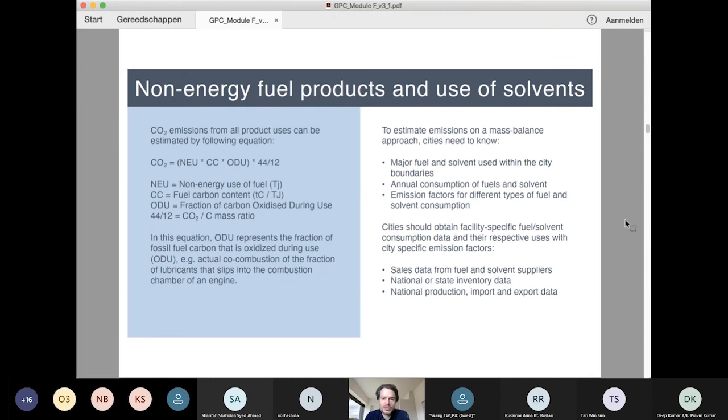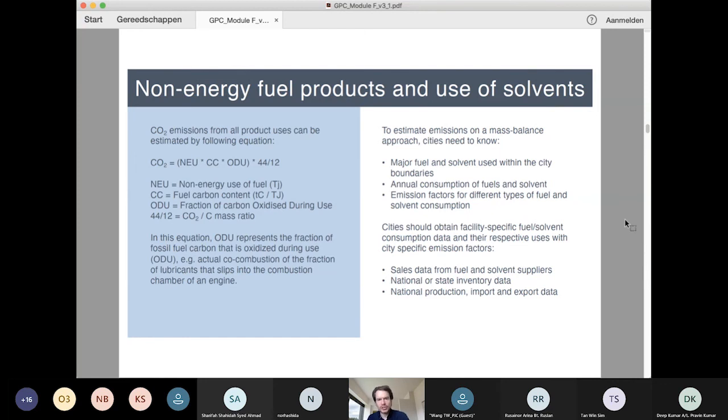This slide just explains some of the formulas. To estimate CO2 emissions, you would multiply the non-energy use of the fuel in terajoules by the fuel carbon content, by the fraction of carbon oxidized during use, by the molecular ratio between CO2 and C. Again, that's just for those people who like to understand the formulas. If you don't, then don't worry about it.